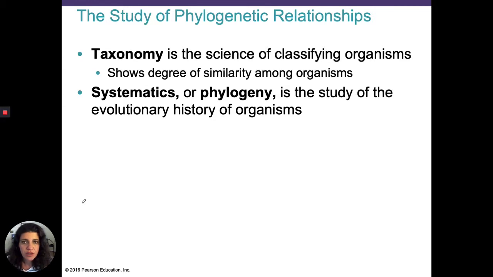So if we look at first, what's the difference between taxonomy and phylogeny? We have taxonomy as classifying organisms according to their similarities, and phylogeny is the study of the evolutionary history of these organisms.